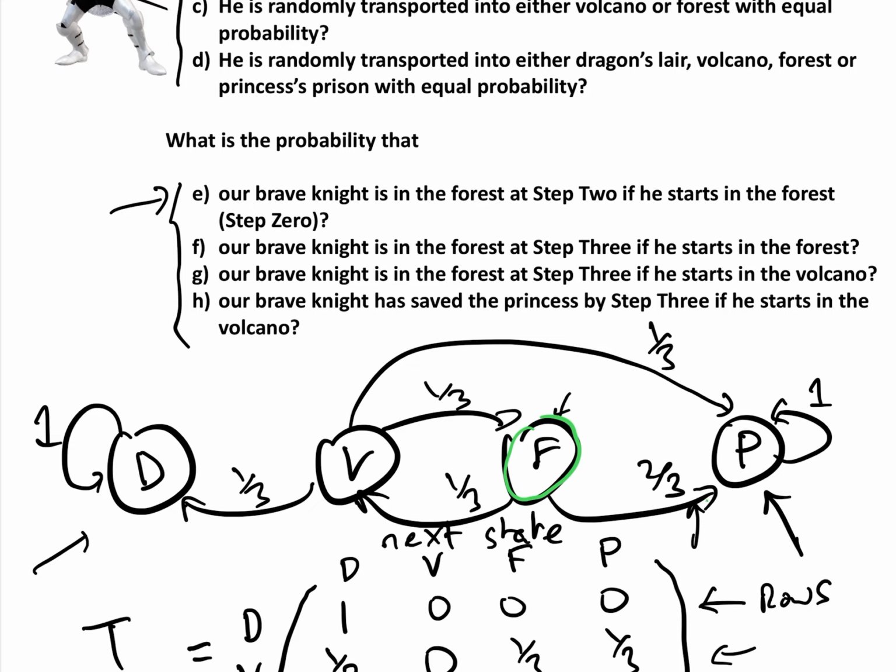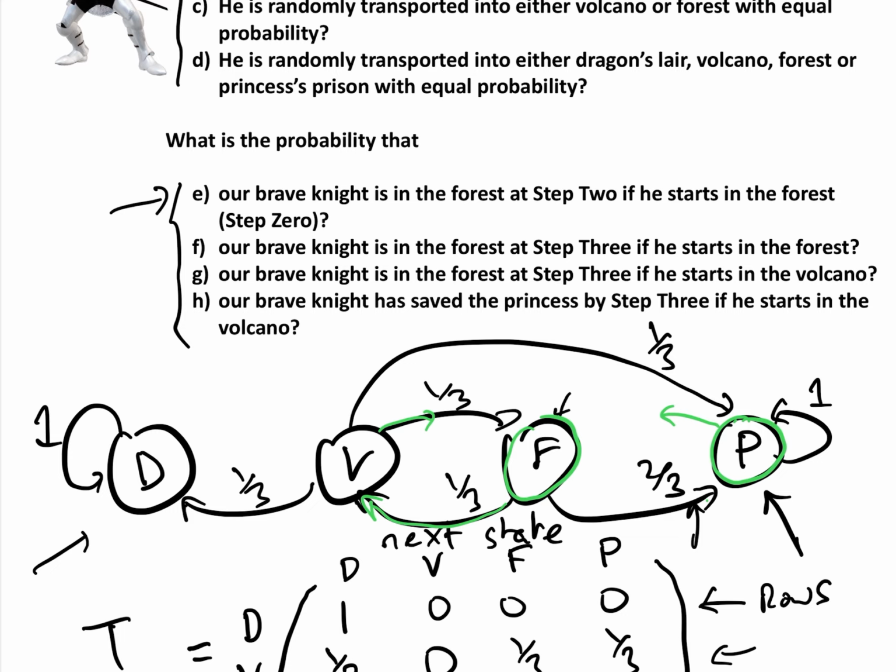Well, it's going to be 2/3 whatever, because he's got 2/3 probability of going to the princess, and then plus whatever probability it is that you get from the princess to the forest, which we know is 0, plus the 1/3 chance that he goes to the volcano and then he steps back into the forest, which is 1/3 times 1/3, add the 0 chance that he goes to the dragon and then goes back to the forest, add the 0 chance that he stays in the forest in one step, because he can't possibly stay in the forest.